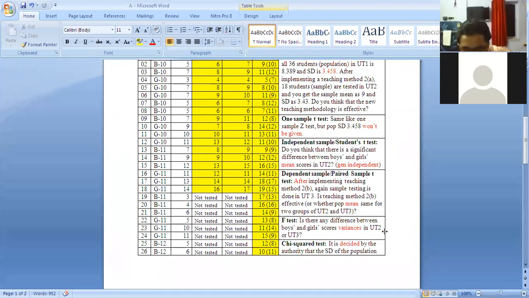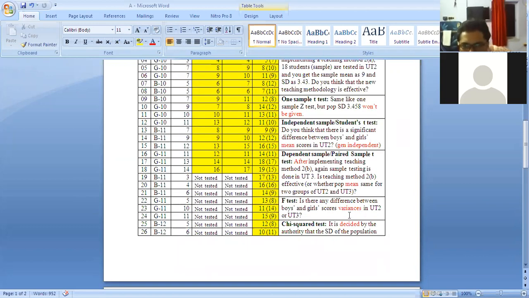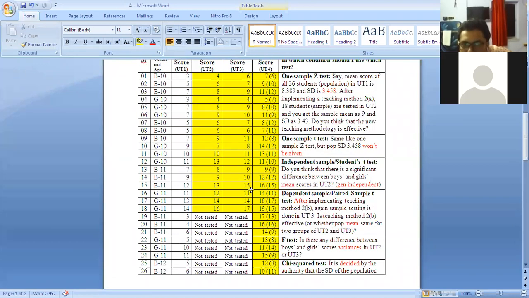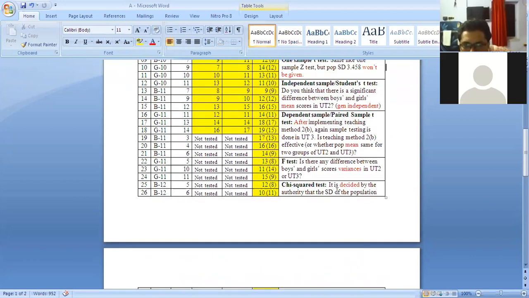That means, simply speaking, in case of independent sample or students t-test, okay, you have seen that you have compared the mean, right? But in case of F test, you are just comparing the variances. Okay, that's it. This is the difference. Now, let's look at the chi-square test.